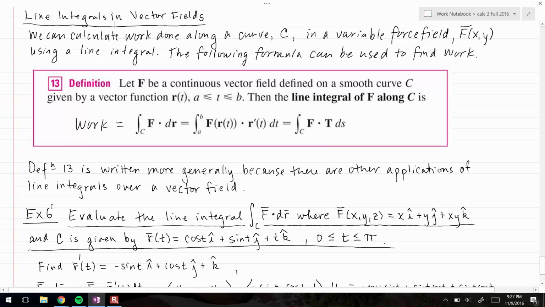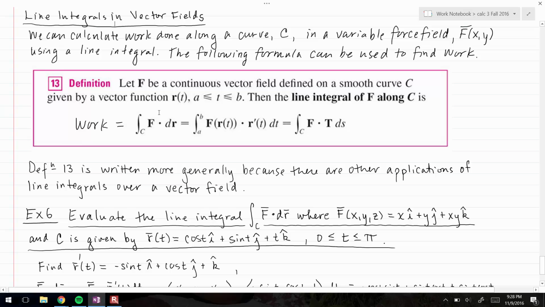For example, example 6 here, it says evaluate the line integral of the vector F dot dr, which is weird, but we'll get there in a minute, where big F is given as a vector, and C is given by the vector r, which is also, of course, a vector. We're given t varying between 0 and pi.